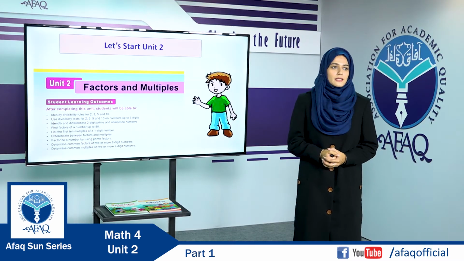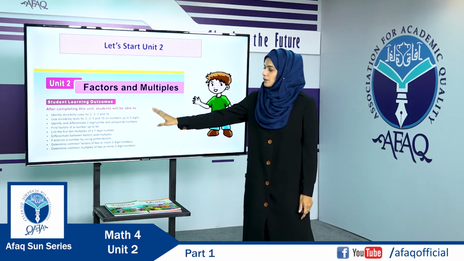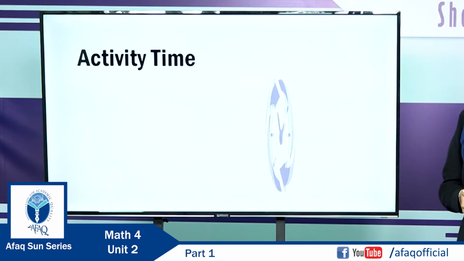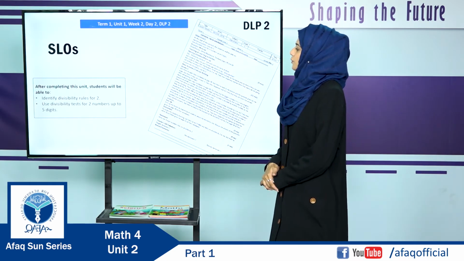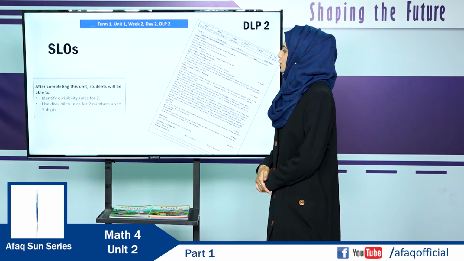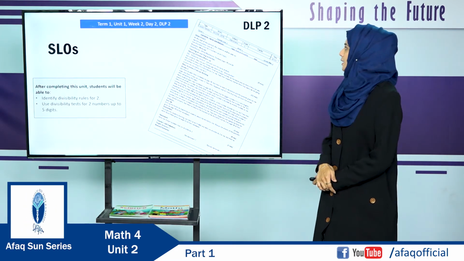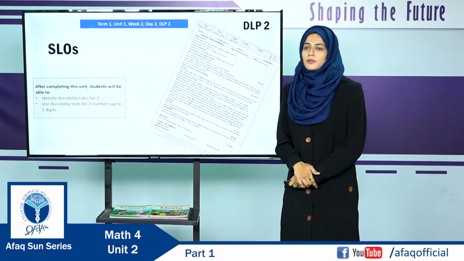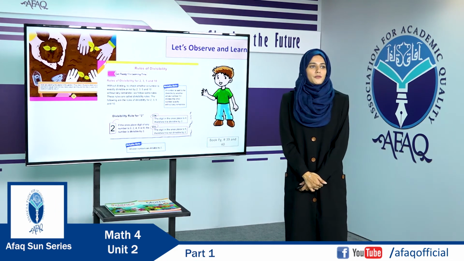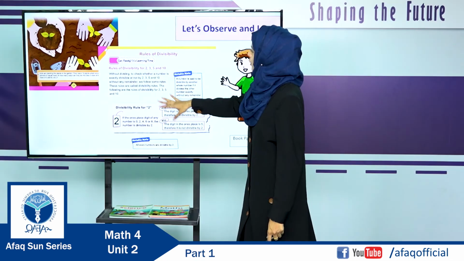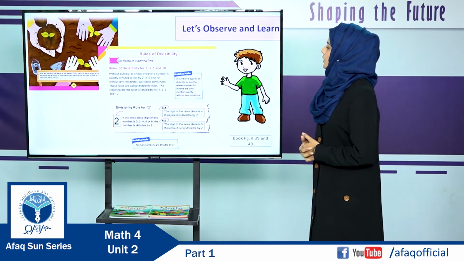Now we are going to discuss the factors and multiples of it, and we are going to cover these SLOs in this lesson. It's an activity time. Let's see the other concept. In this, we identify the divisibility rule for 2. Use divisibility test for 2 for numbers up to 5 digits. To cover this, the methodology has been given in DLP 2, which falls in Term 1, Unit 1 of Week 2, Day 2. On page number 39 and 40 of your book, here is a display of this picture and these rules of divisibility. Here are some important notes for you.